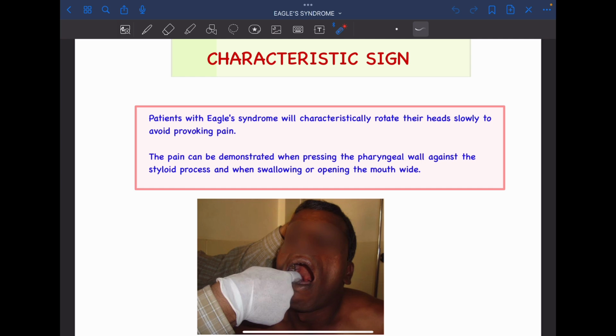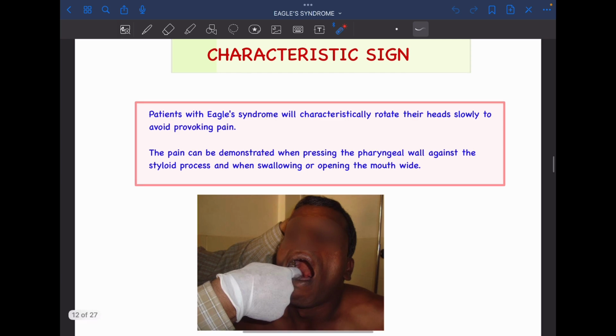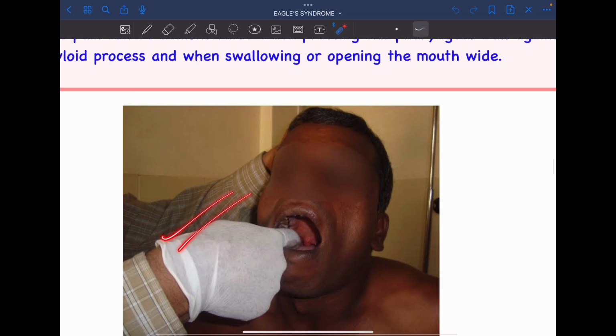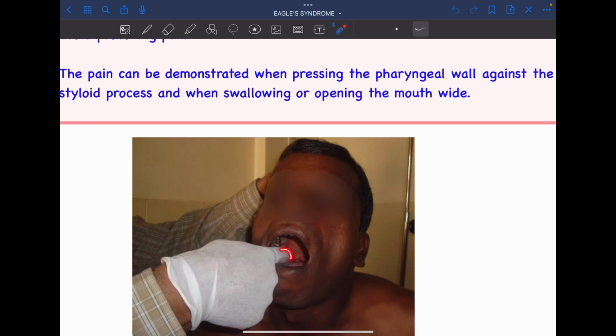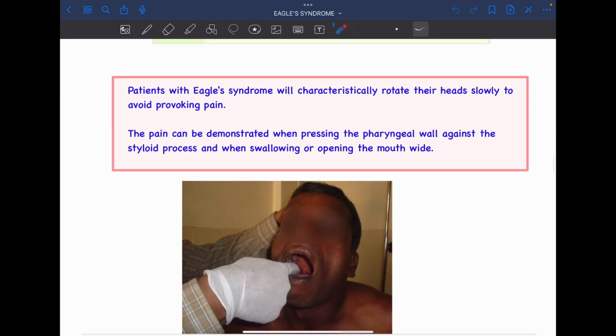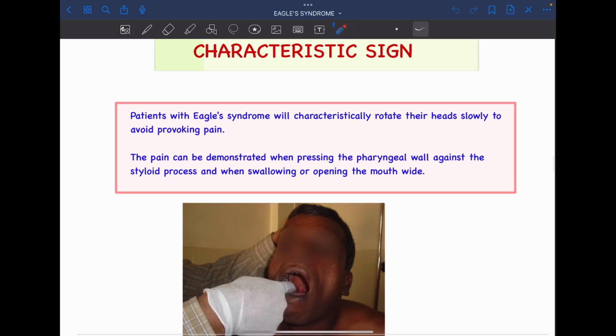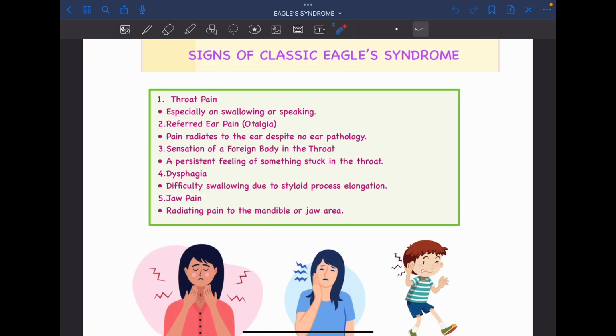So this pain can be demonstrated by pressing the pharyngeal wall against the styloid process when the mouth is wide open. Here you can see the clinician is doing the same thing. He is basically pressing the pharyngeal wall against the styloid process in order to elicit the pain. Okay, and this chairside test basically confirms the presence of Eagle syndrome in the majority of cases. Moving on, let's discuss the signs of classic Eagle syndrome in a bit more detail.